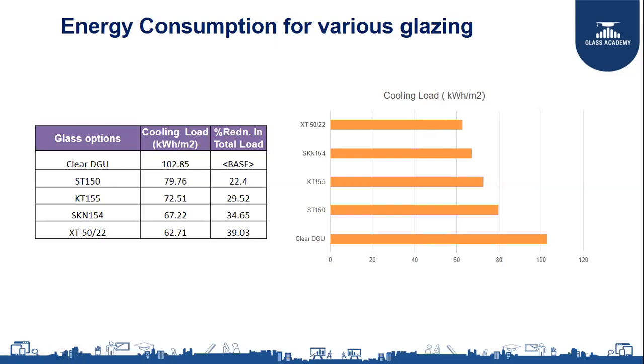So usually when you run these simulations for energy analysis, you will have to take a base case. Here I have taken a clear DG as a base case just to explain the impact of coating. But usually you will have to take a base case of ASHRAE 90.1 standards, which will say what solar factor and U value to be considered when you go for a particular type of building and location. So this is just to show you how much impact in cooling load you are actually getting. Almost 39% reduction in the amount of money you will be paying for the electricity bill through AC.